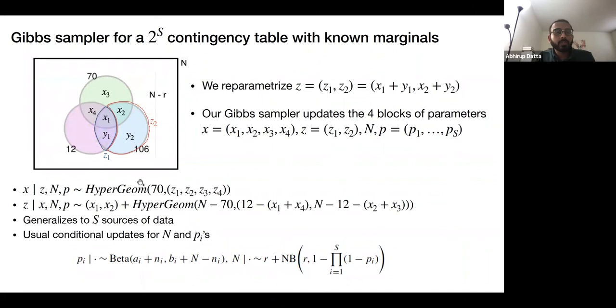Okay, so this is a summary. So we have hypergeometric updates for both X and Z, and this generalizes to S sources of data. I have skipped that part because it's very heavy on the notation. And then at each iteration, once you update X and Z, the updates of N and P are the same as the Bayesian version of capture recapture. It's simply beta updates for the pi's and the negative binomial updates for the N. If you're using a Jeffreys prior. If you're using other priors, this update will change accordingly.